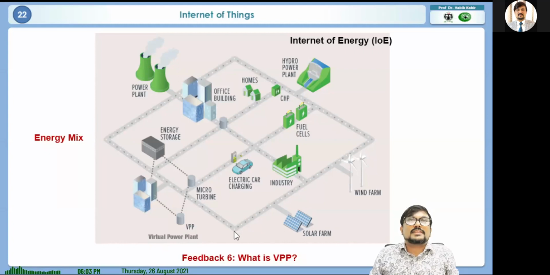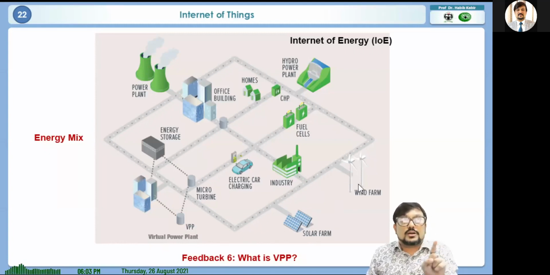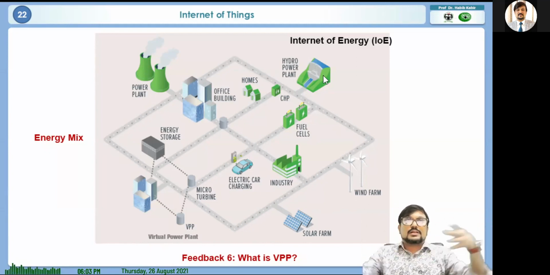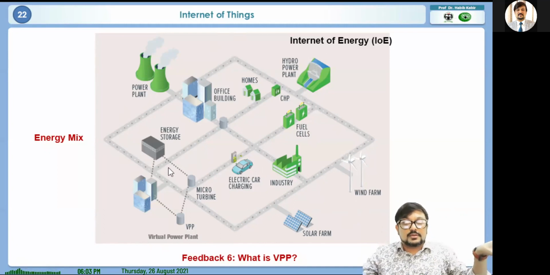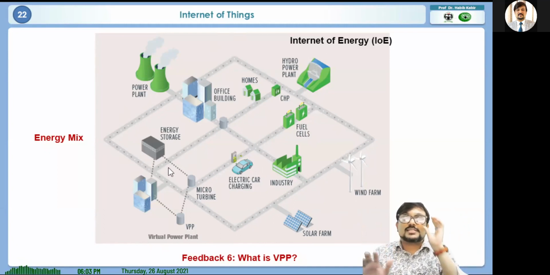Here the dot connection is nothing but the network. It is actually the Internet of Things. So in future, what will happen? All the energy will come to one place, and from that one place, all the energy will be distributed. We call this a virtual power plant, exactly like a virtual server.